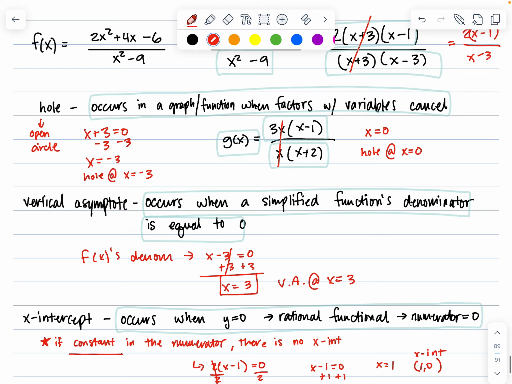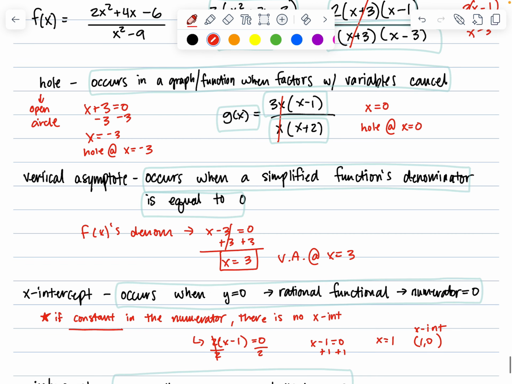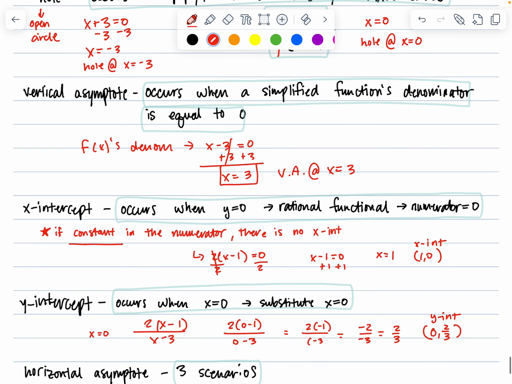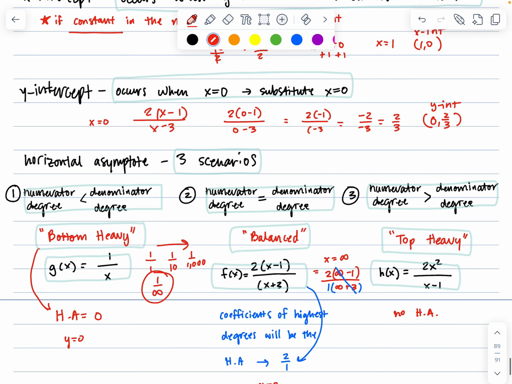Okay, these are the 5 things we need to be able to do if you are given a particular function. What's the hole, if there's a hole? Okay, so we have to simplify the function if we can, factor it, GCF it, whatever you need to do to simplify it as much as we can. Determine holes if things cancel out. Is there a vertical asymptote? What are the x and y intercepts? What is the horizontal asymptote, if there is one? And then those are the 5 things you should be able to do.